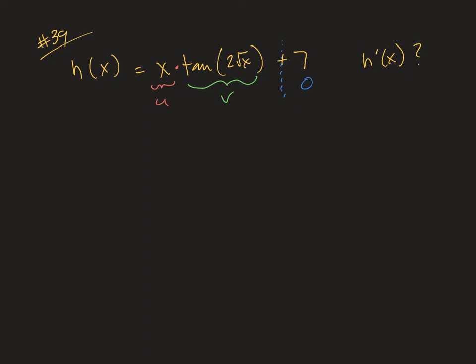Okay, so when we're doing the product rule, we've been setting up our u and v like this. u equals x, and then the derivative, u prime, is just 1. And for v, this is where I'm going to need the chain rule. v is the tangent of 2 square root of x. The derivative of tangent 2 square root of x is going to be secant squared of 2 square root of x, times the derivative of 2 square root of x, which is 1 over the square root of x. That's the chain rule piece right there.